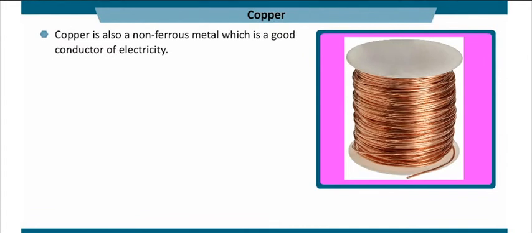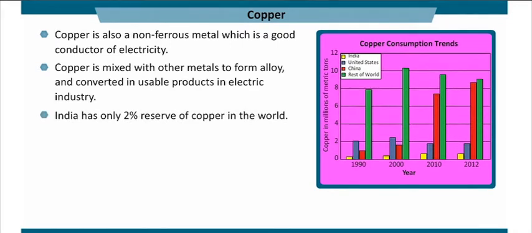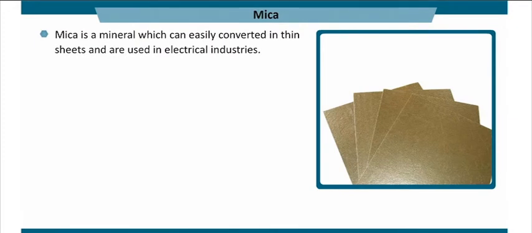Copper. Copper is also a non-ferrous metal which is a good conductor of electricity. Copper is mixed with other metals to form alloy and converted in usable products in electric industry. India has only 2% reserve of copper in the world. The graph shows the consumption of copper in different countries. We see that consumption of copper in our country is very less. Copper producing regions of India are Singhbhum of Jharkhand, Guntur and Nellore of Andhra Pradesh, parts of Maharashtra, Rajasthan and Karnataka.